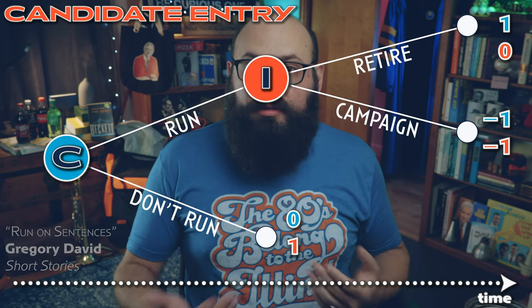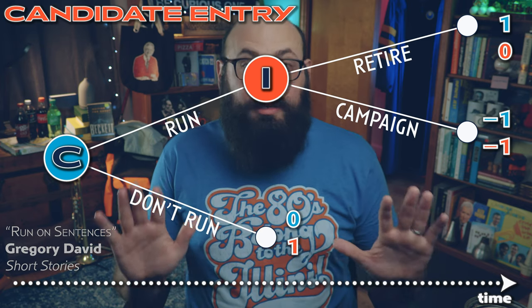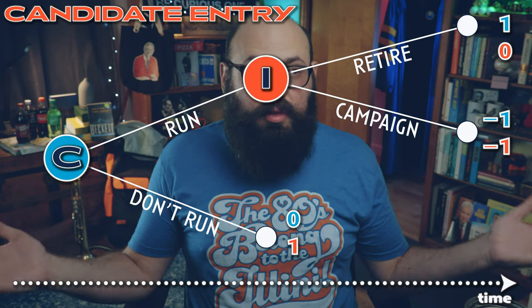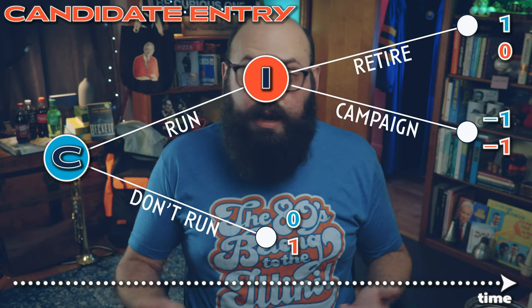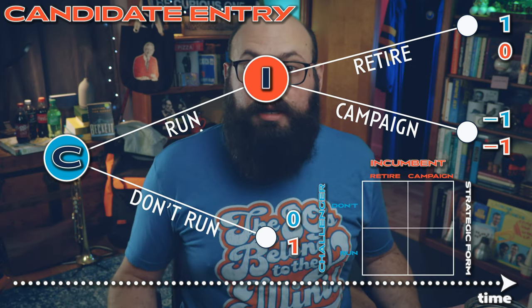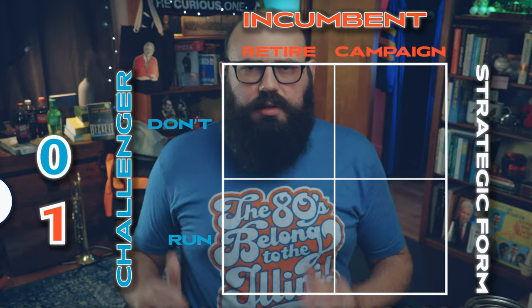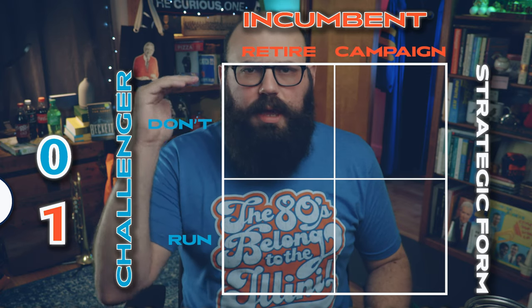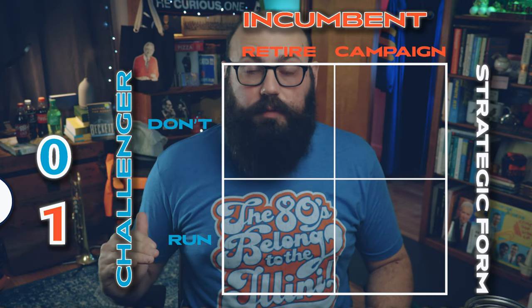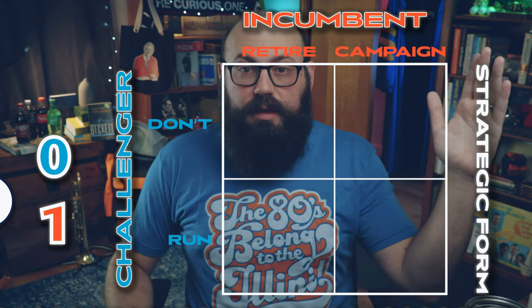Now, before we move on to the backward induction, let's just remember that this game can be depicted as if simultaneous, so we can think about the strategic form representation of this extensive form game, right? And that's just a 2x2 matrix like the ones we've studied before. So remember, we're going to put the challenger this way and the incumbent this way. So the challenger is the role player, and they can either not run for office or they can run for office. And the incumbent can either retire or they can campaign.